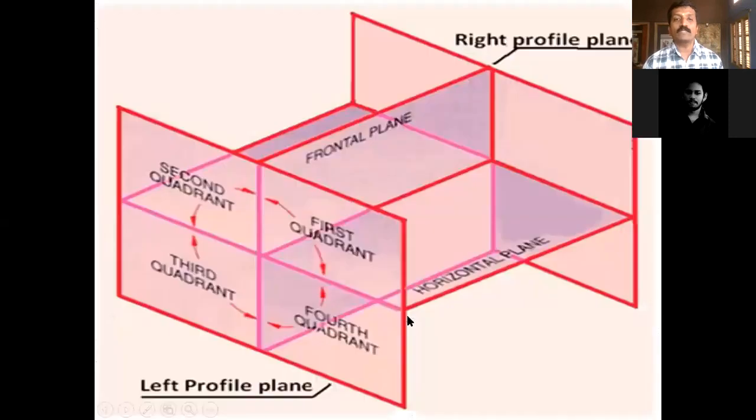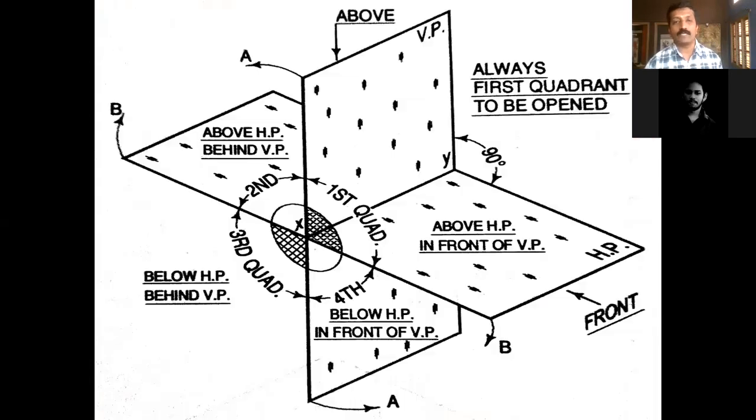And along with this, let me give the profile planes also. And one more thing before coming to this: we assume that all these planes, the vertical plane, the horizontal plane, and the profile planes, the left profile plane as well as the right profile plane, are transparent. We assume that they are transparent. Why? For example, the observer is standing here. The object somewhere is here. Can you see the object? You cannot see the object.